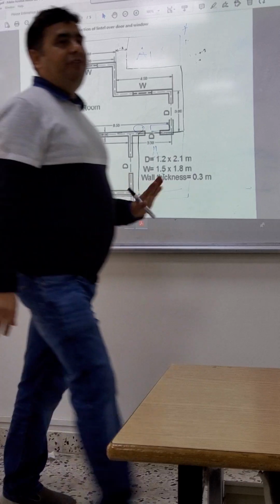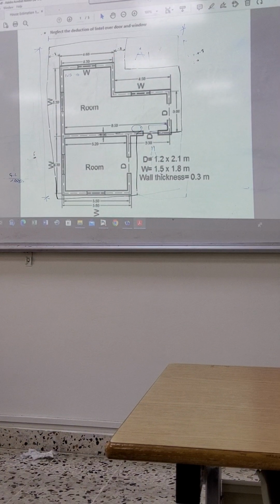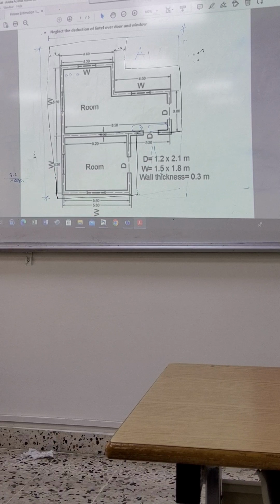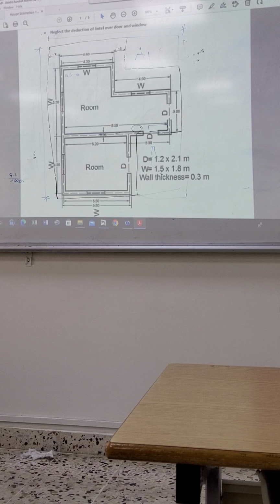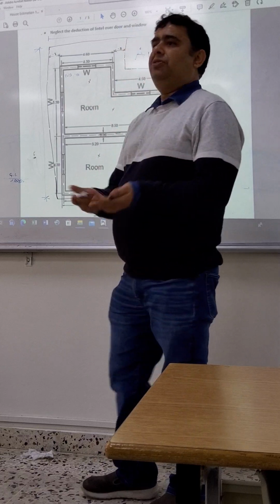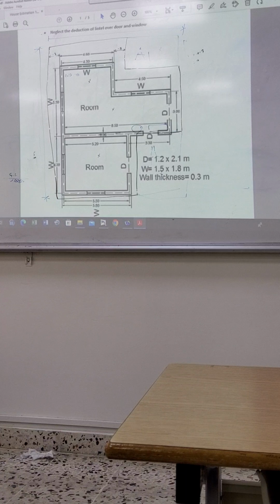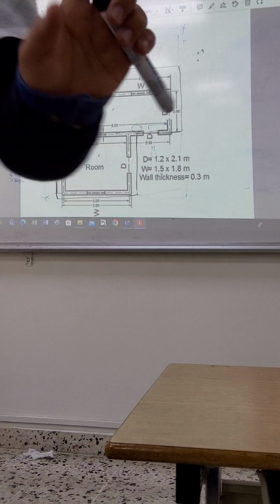Now, suppose somebody asks you how much area of the flooring is required on the floor, how will you find out? Same as for the inner plaster. Just calculate the area of this, and this area. So this much amount of flooring area is required. Clear? Got it? Clear, everybody?